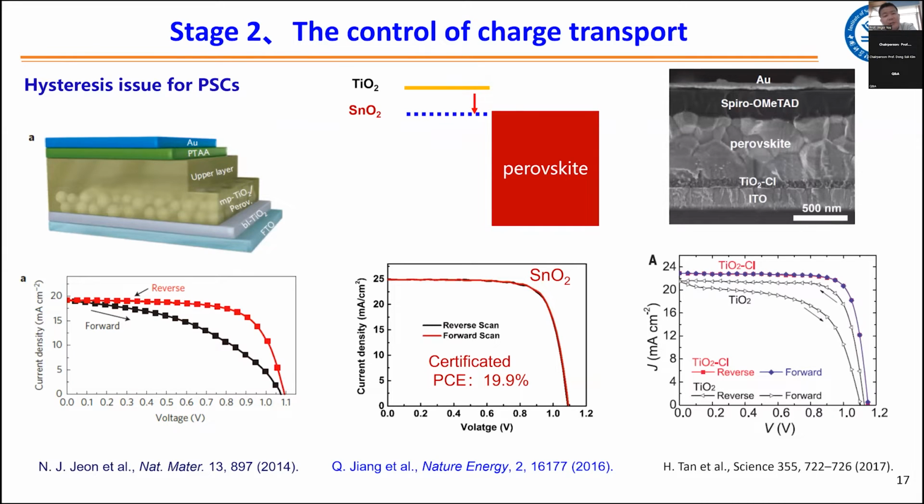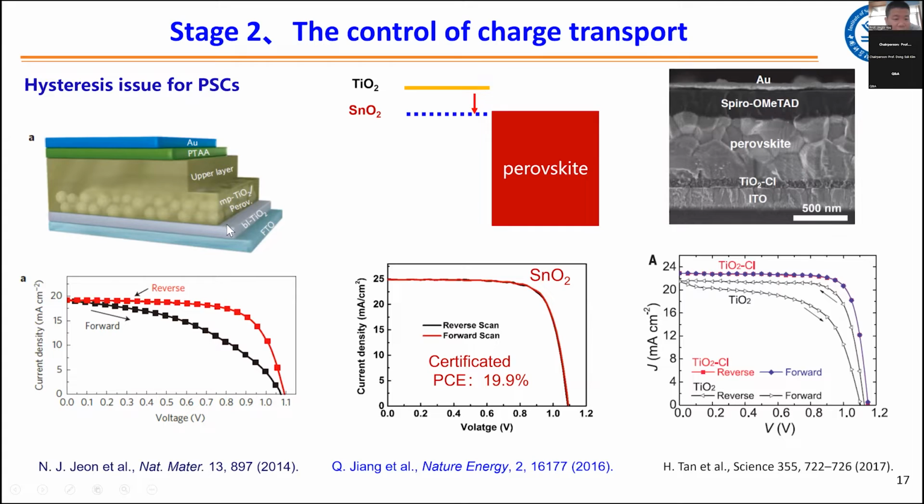So the second stage is the control of the charge transport. This is a very famous paper from the Perovskite group. They pointed out that in the planar structure of perovskite solar cells, we can see serious hysteresis. We see the reverse scan and the forward scan, and the efficiency is totally different.